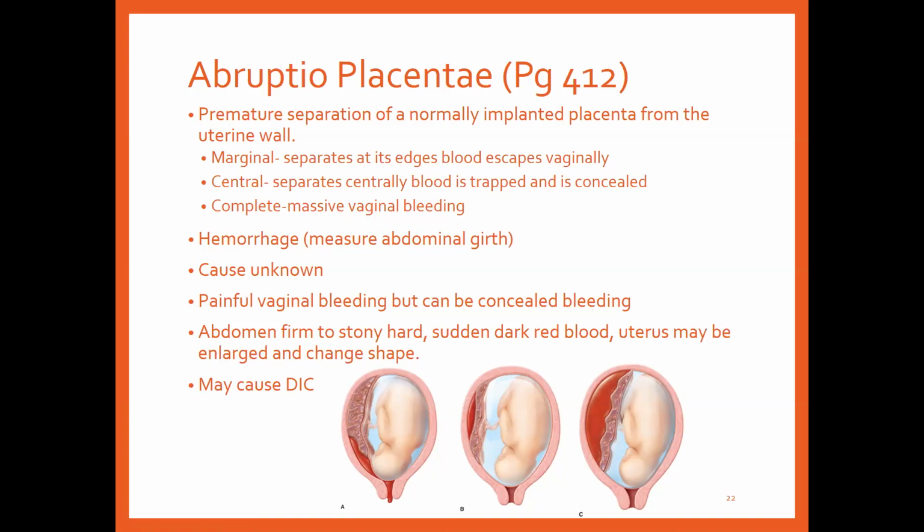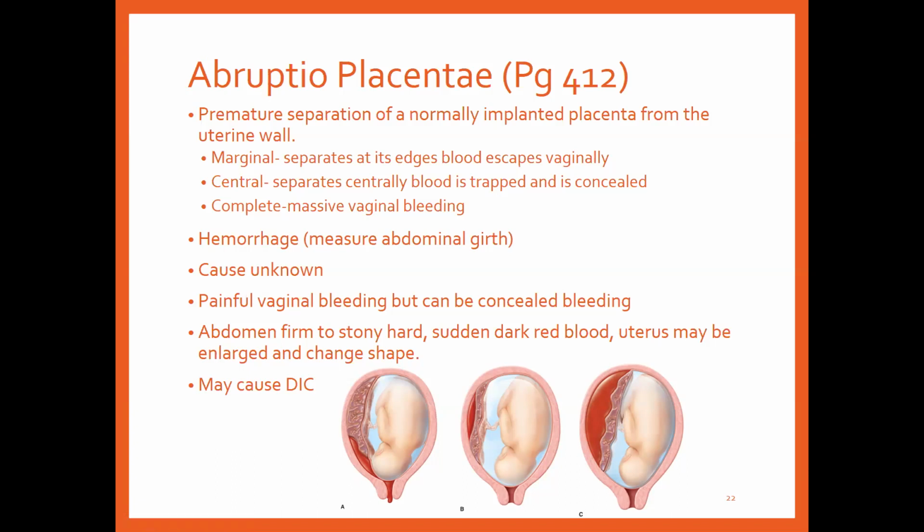It could be central, so it separates in the middle, and then the blood is trapped and concealed, so we don't even know that it's happening because we don't see the blood. Maybe baby isn't growing as much. They're now all of a sudden small in their measurements, and this could be because they're not getting the supply that they need. And then they could have complete, where massive vaginal bleeding occurs, where it came completely off the uterine wall, and we could have a hemorrhage.